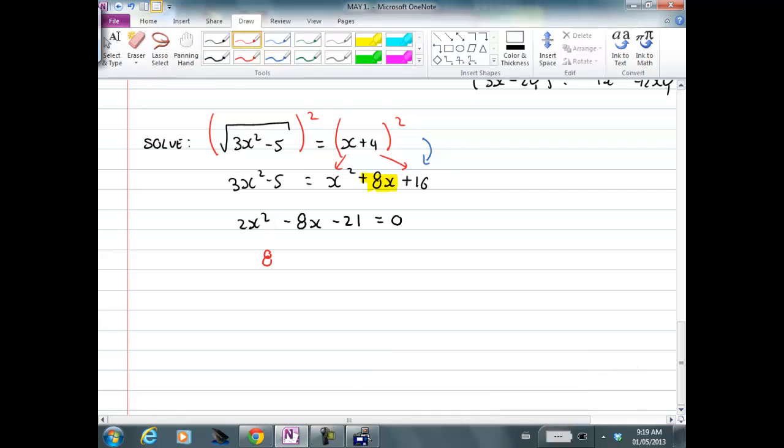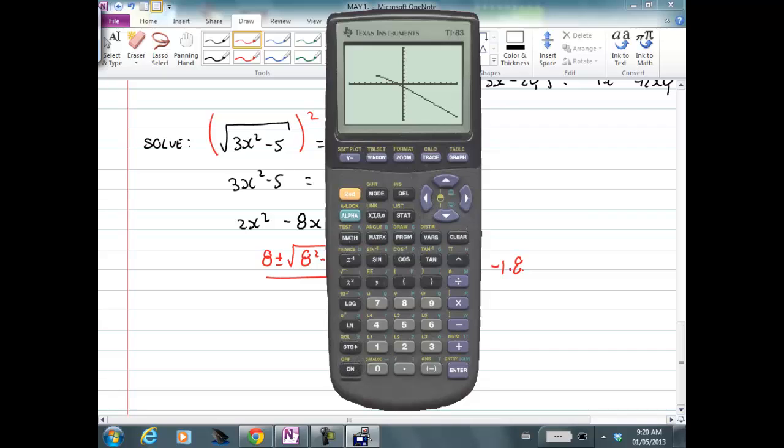You should have 8 plus minus 8 squared minus 4 times 2 times negative 21, all over 4. And I'm going to quickly do this calculation in my head. You should have 5.8 and negative 1.8. I'm going to graph it now because I want to see it graphically. My graph should match up exactly with those 2 points. Exactly. So let's graph this right now and we're going to see if it works.